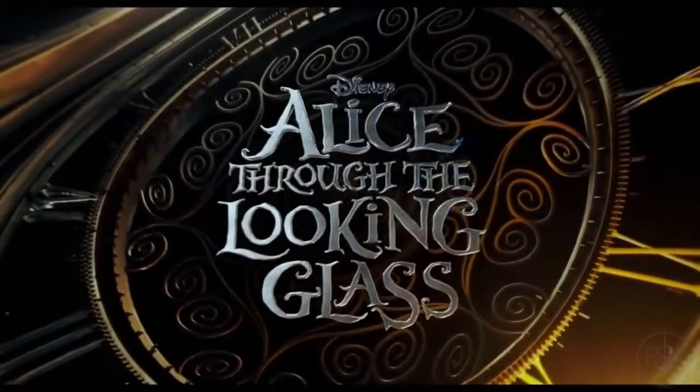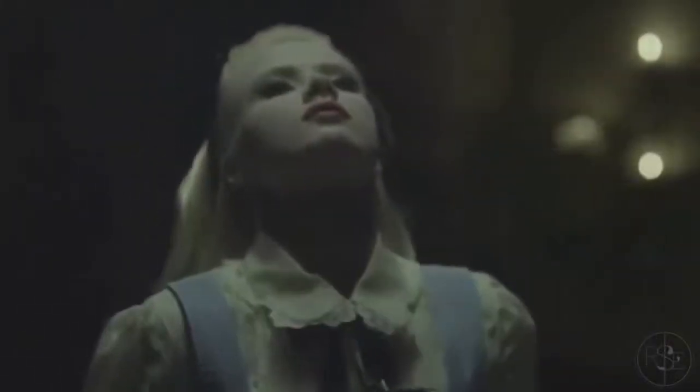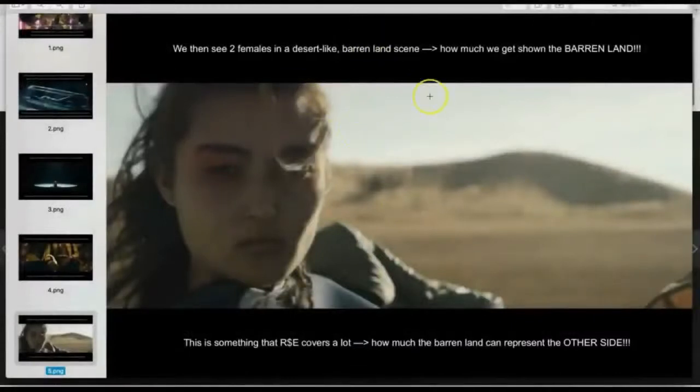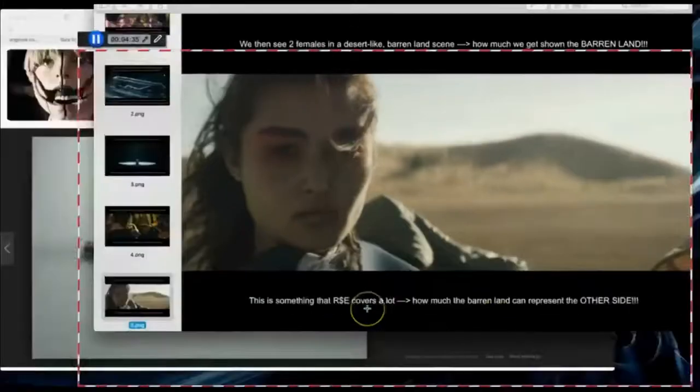Alice Through the Looking Glass. Well, through the looking glass means to be on the other side of the mirror, which means in a different realm or a different dimension. So Alice is playing that false Christ figure here, the false light. We then see two females in a desert-like barren land scene. So how much we get shown this barren land? This is something that RSC, Round Saturn's Eye, covers a lot. He does a great job exposing these things. But how much the barren land can represent the other side?